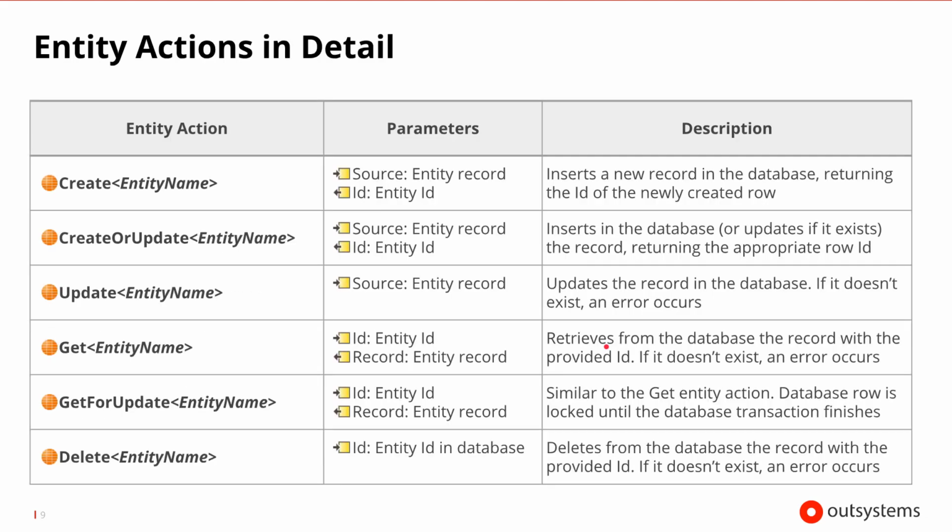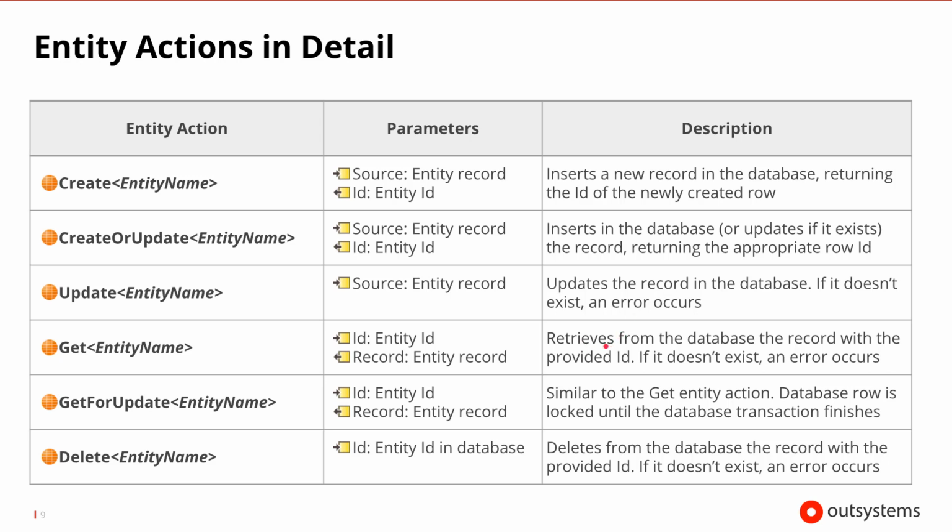Well, on this next slide, we can see the entity actions in detail, here is each one of those entity actions. Each one of them has certain inputs and potentially outputs as well. And then there's a description of each one. So most of these are simple. Create is going to create and insert a new record. The create or update will create a new one if it doesn't exist, but if it does exist, it'll just do an update. Updates make sense.